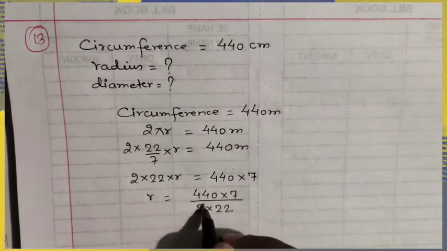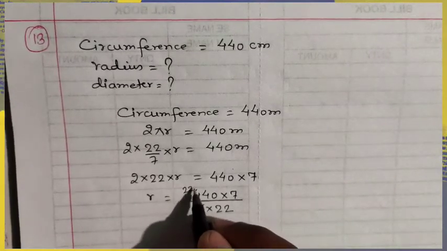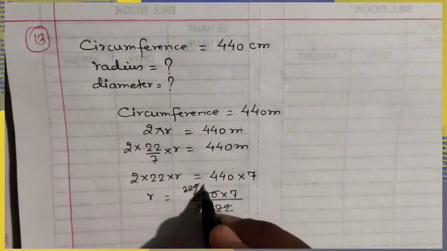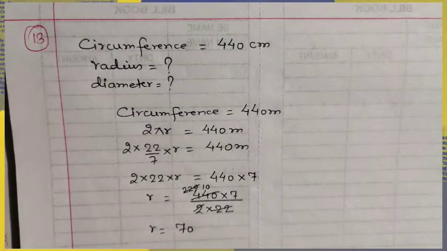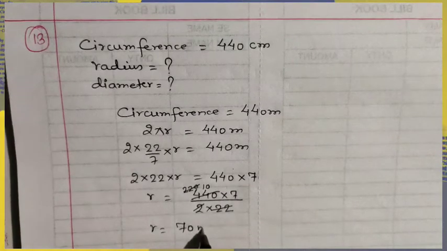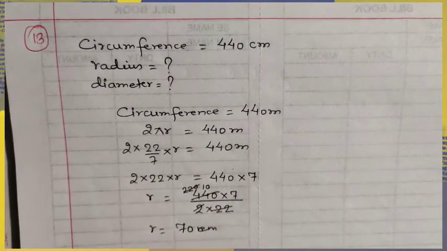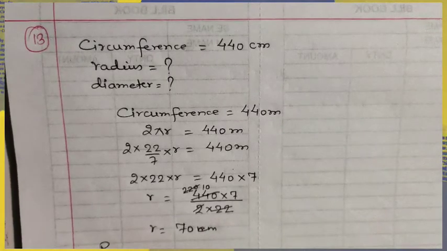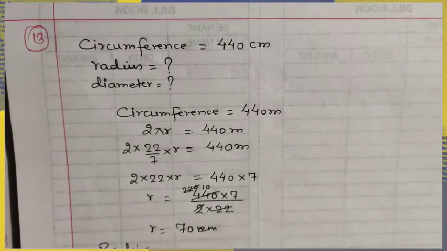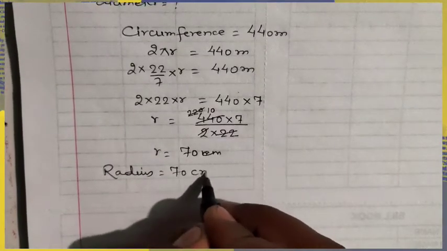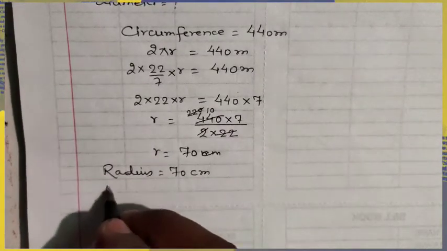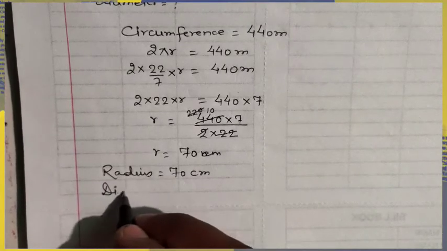Now we will reduce it. 2 2 ja 4, 2 2 ja 4, 0. 22 10 ja 10 into 7 is 70. It means radius we have got 70 centimeter. We will write the value. Radius is equal to 70 centimeter.